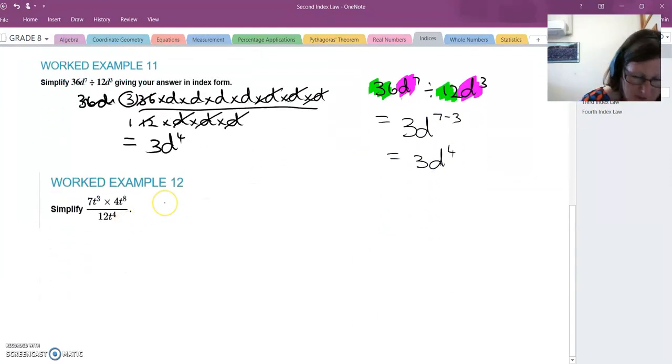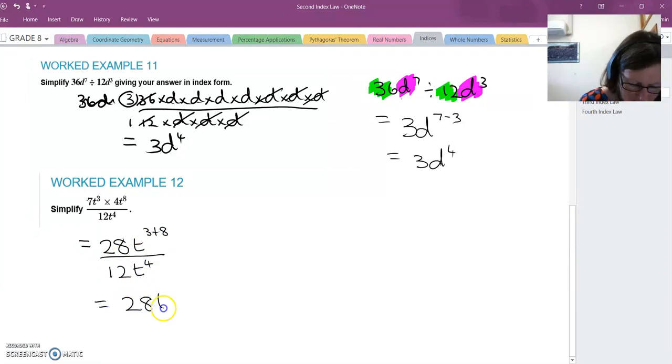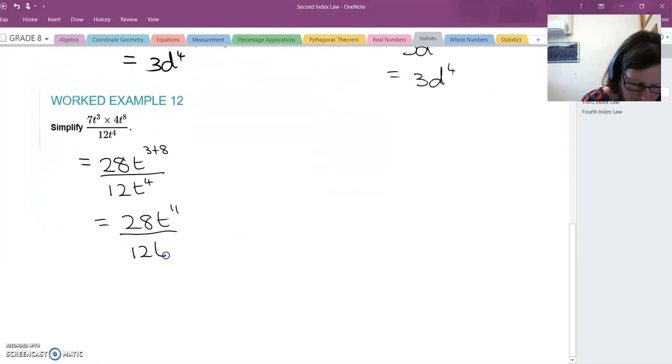One last example, and this is combining index law 1 and index law 2. Let's just look at the top. So pretend we have not got the thing on the bottom, and let's look at the top. So on the top we have 7 times 4. 7 4s are 28. And we've got t^3 times t^8. So remember, if the bases are the same, they're both t's and it's a times, we add the indices. So that's my top. So that becomes 28t to the 11, and on the bottom I've got 12t to the 4.